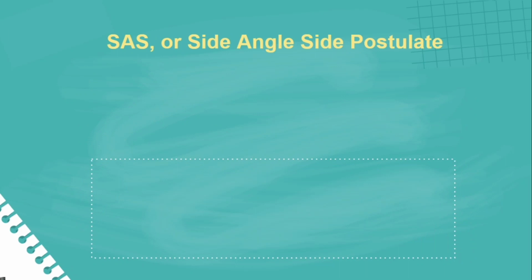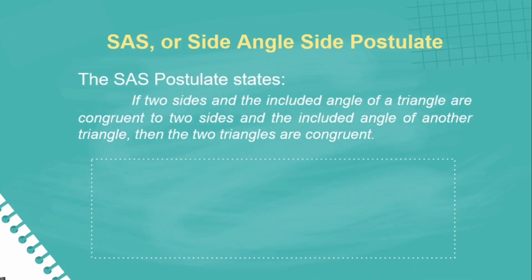side angle side postulate. So side angle side postulate states that if two sides and the included angle of a triangle are congruent to two sides and the included angle of another triangle, then the two triangles are congruent. So the included angle, that is the angle that lies between the two named sides.